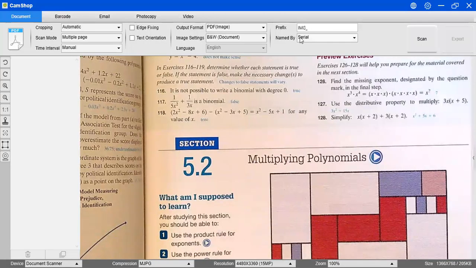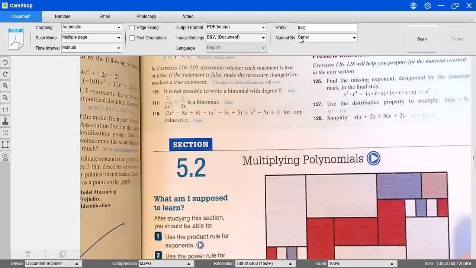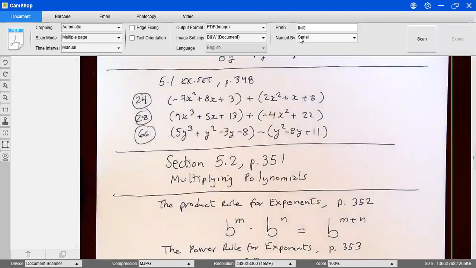Now we're going to continue with section 5.2 on page 351, and it's about multiplying polynomials. So we learned how to add and how to subtract polynomials. Now we're going to multiply polynomials, and later in another section we're going to start dividing polynomials. So with that, we're going to complete the main 4 operations for polynomials.